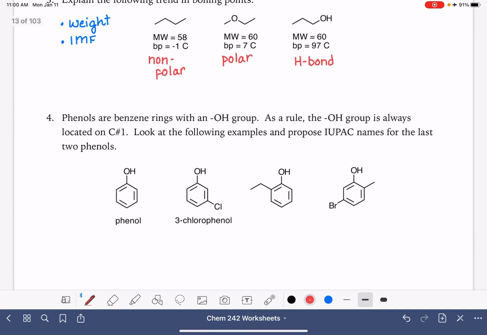Now we're going to look at some naming. A phenol is a benzene ring that has an OH group attached. This is what we would call a phenol. It's pronounced phenol.